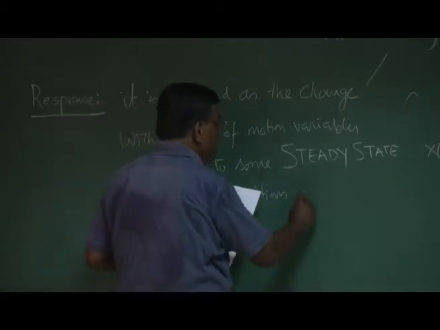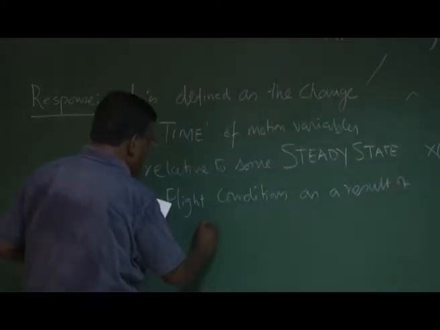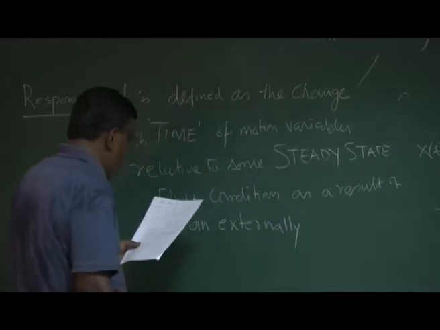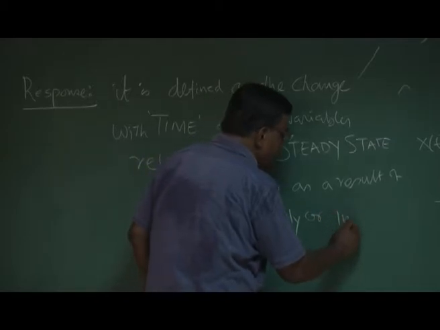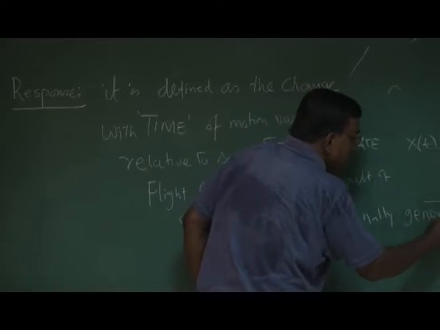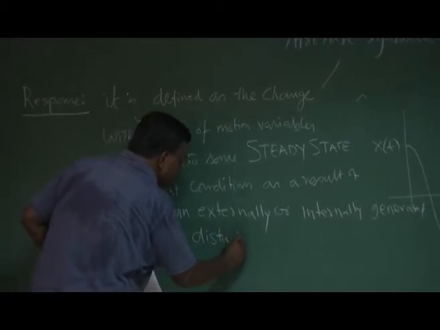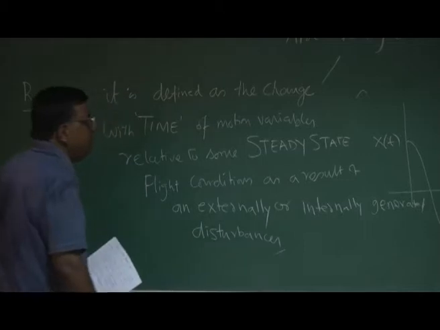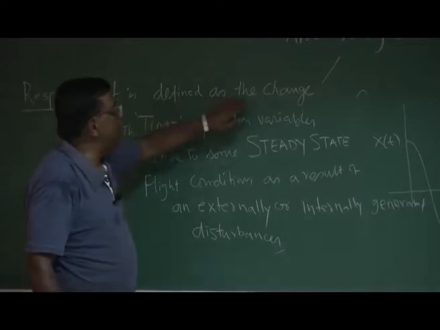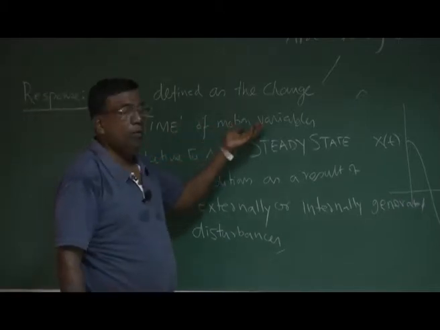As a result of an externally or internally generated disturbances. Very important. For aircraft, we'll try to understand this term. This is clear. It is defined as the change with time, that is, we are talking about time history of motion variable. What are the motion variables?